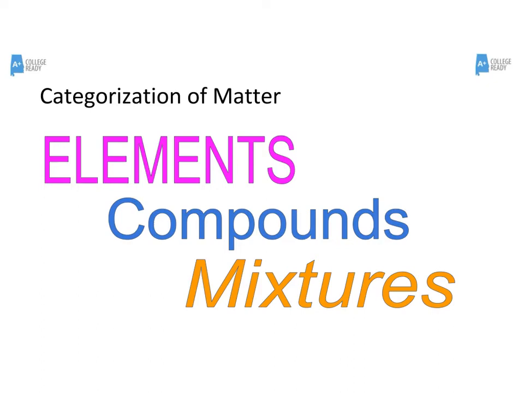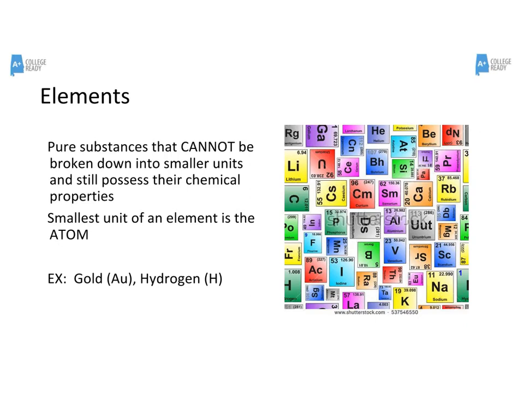So now we're going to talk about how matter is categorized. Matter is categorized beginning with elements, compounds, and mixtures. Elements are pure substances that cannot be broken down into smaller units and still possess their chemical properties. The smallest unit of an element is the atom. And examples of elements include any element on the periodic table.